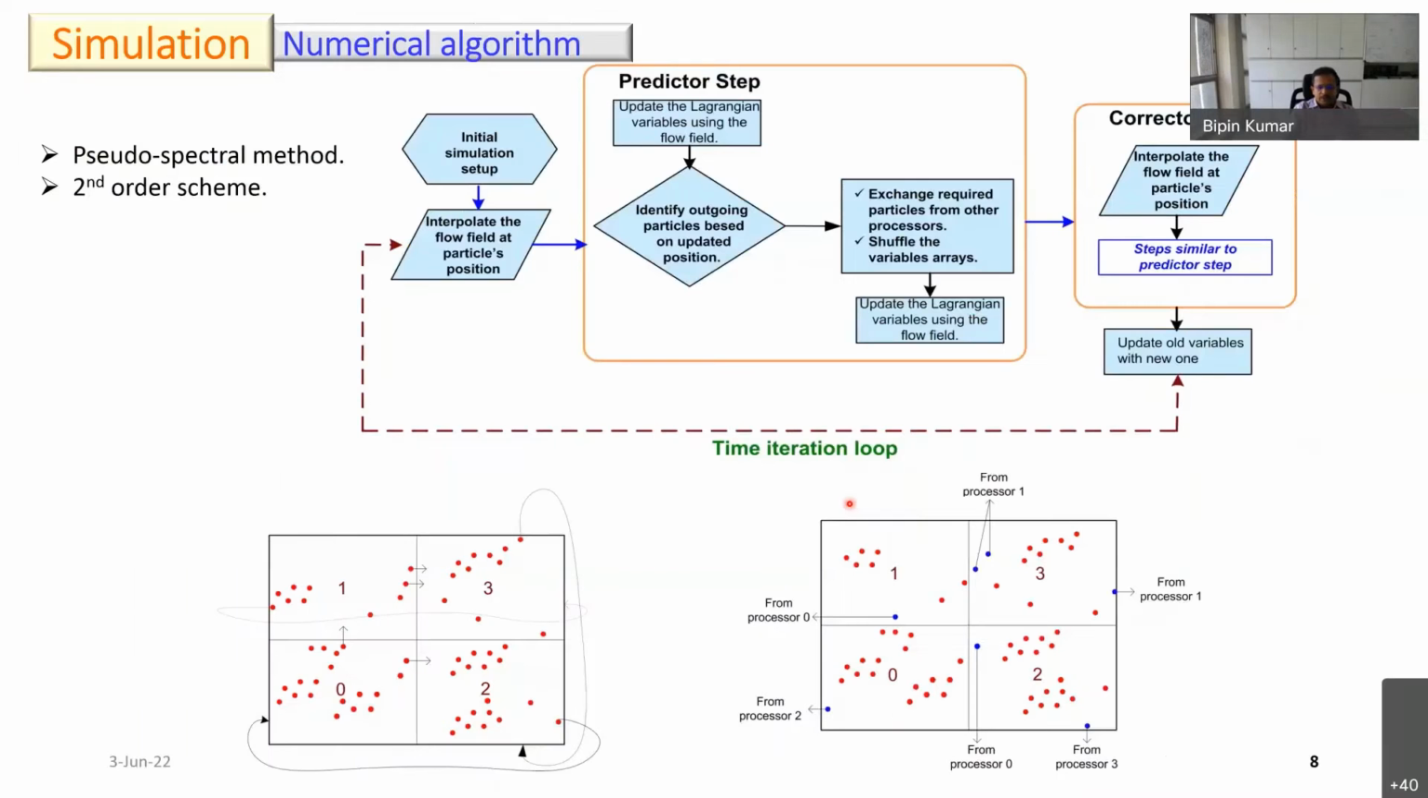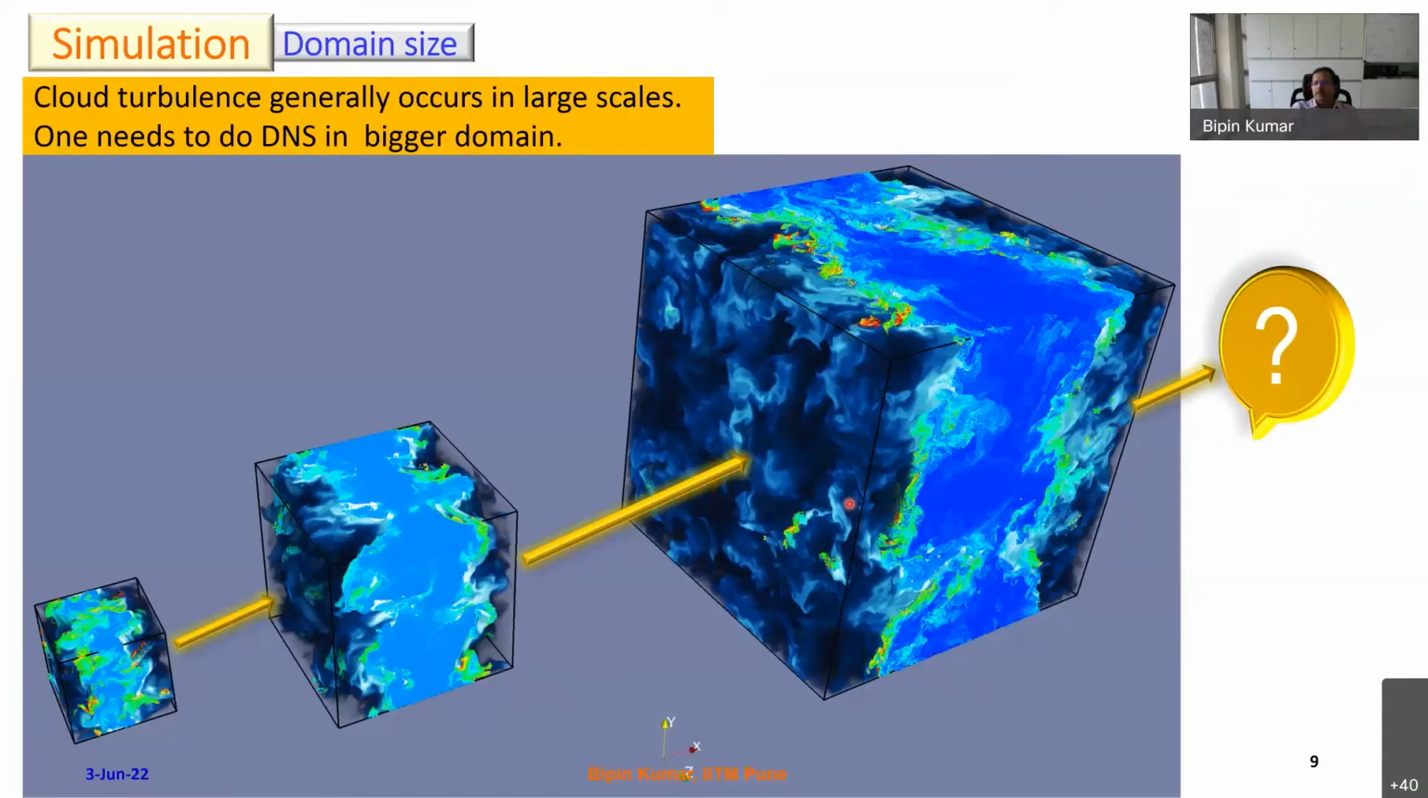Now, why do I discuss all this complexity? Because I am talking about a DNS which can be done in a sub-meter domain, in some centimeters. Think about the real cloud, which is many kilometers. How can we study it? So the question is how big a domain we can simulate in our HPC. We have done some work.